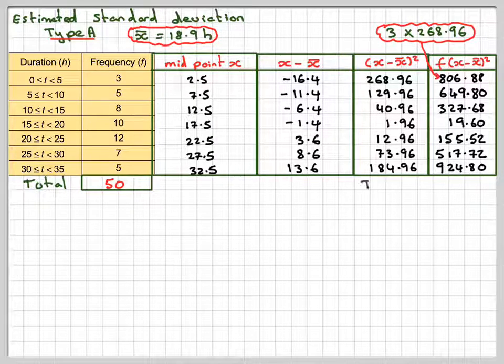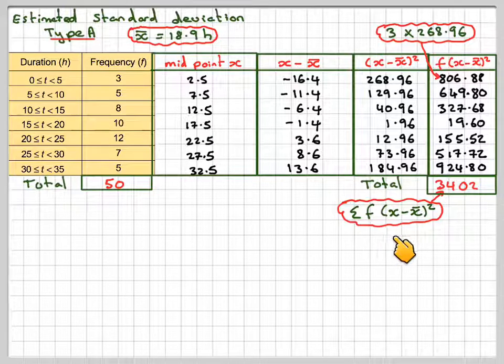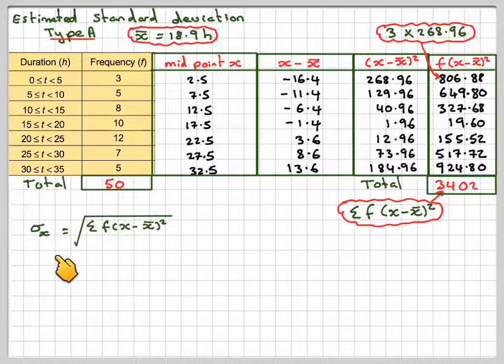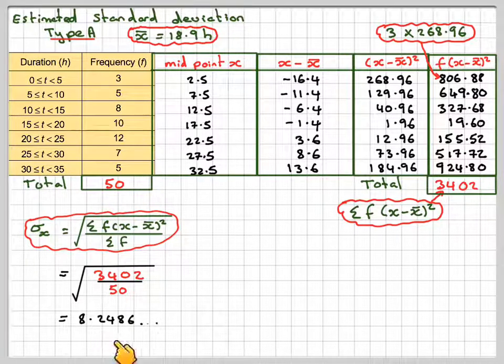This is 50, and the total here is 3,402. So this is the sum of f times (x minus x bar) squared. Now, the standard deviation is the square root of sigma f times (x minus x bar) all squared, divided by sigma f. So the top number here is given by this, and this number sigma f is given by 50, and that gives you 8.2486, which to 3 significant figures is 8.25 hours.